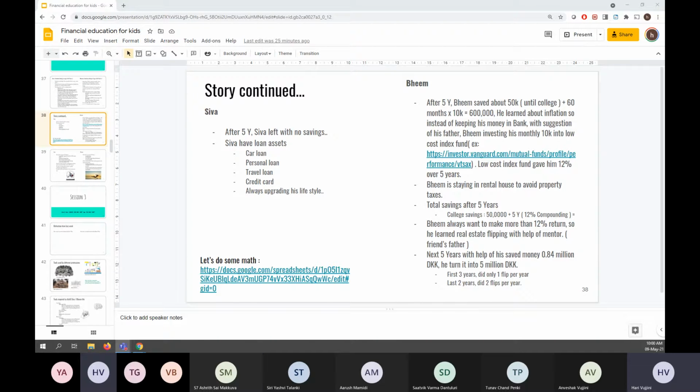Okay, so this session we are combining both groups. I thought this is more generic, so both can benefit from one session.